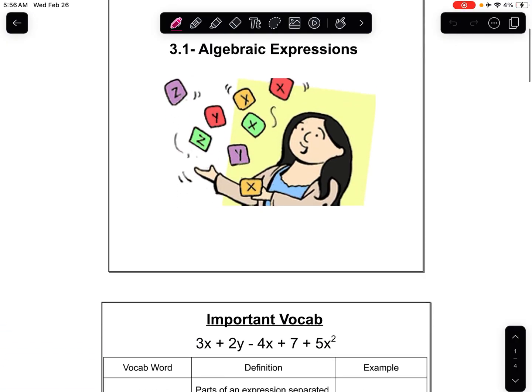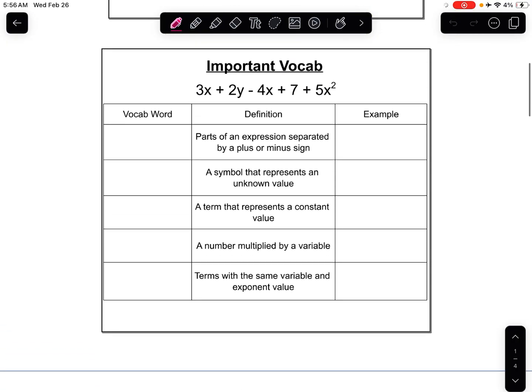Okay, so let's jump into it. Let's start out on this page. We're going to look at some important vocabulary for this unit. So, in the middle column are the definitions. Our first one is parts of an expression separated by a plus or minus sign, and that is called a term.